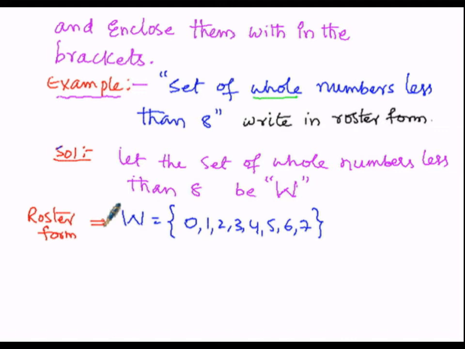So roster form implies W is equal to {0, 1, 2, 3, 4, 5, 6, 7}. In a similar manner, let us perform one more example under this. Here let us write the given condition in case of a roster form.